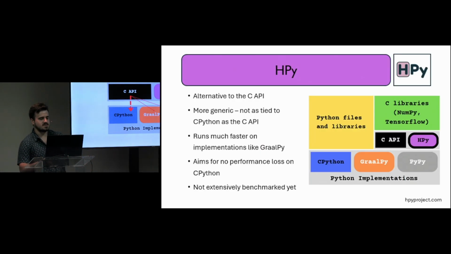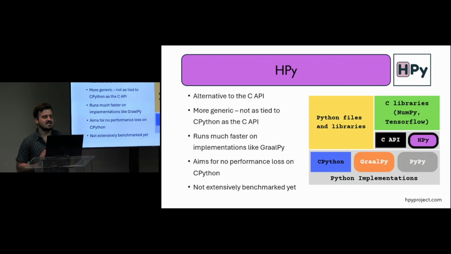But not all hope is lost, because we have HPy. HPy is a proposed alternative to the C API. Its main feature is that it is more generic. It is not as closely tied to CPython as the C API, so that when you run it on GraalPy or PyPy, you don't incur these huge losses in performance. However, it aims for no loss on CPython. I'll explain that later. However, this is quite a new system, and it's not been benchmarked incredibly well yet. So that's part of what we are doing.